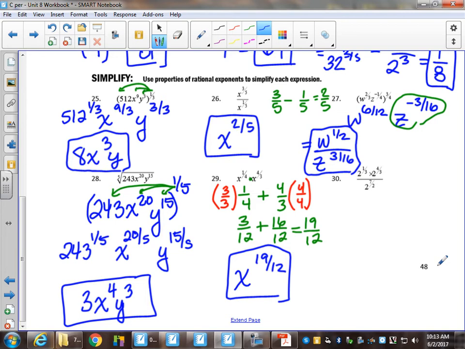Who wants to try 30? Awesome. Glad he's going to go for 30. What are we going to do first? Very good. Why is she able to get 2 to the 5/3 right away? The bases are the same, but the fractions have common what? Denominators. So right away, I can do 1 plus 4 and get 5. This is still divided by 2 to the 7/2. Good, keep going.